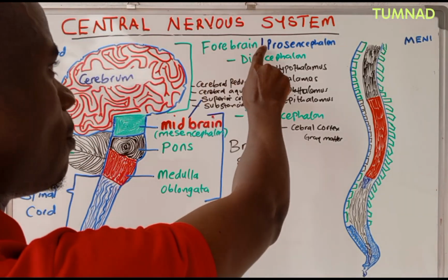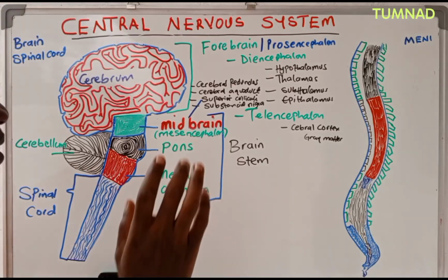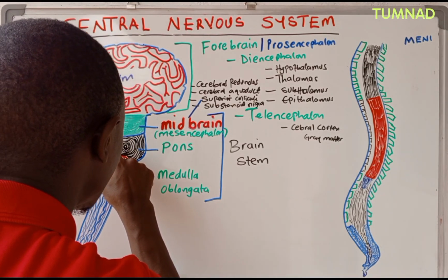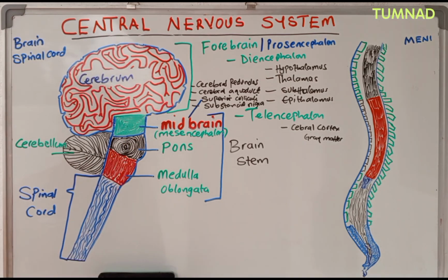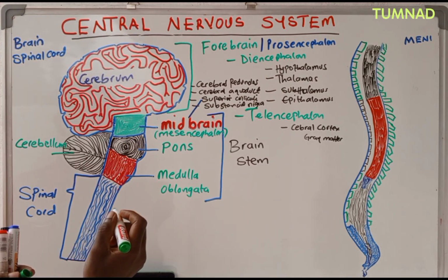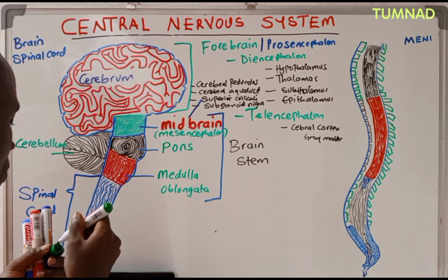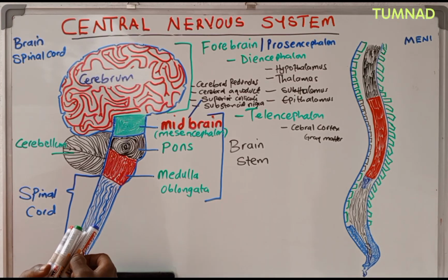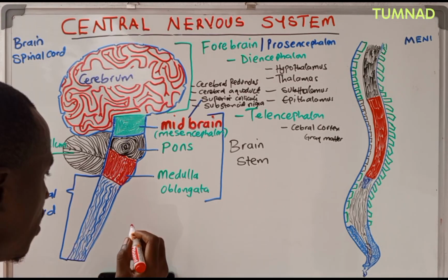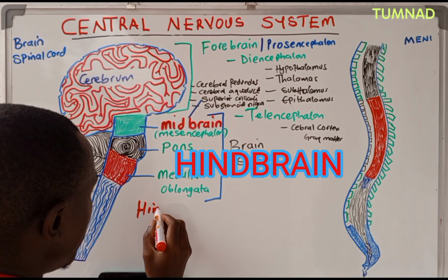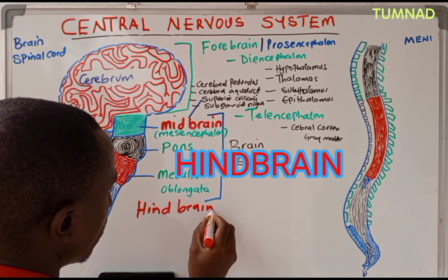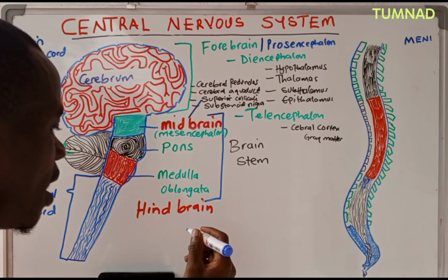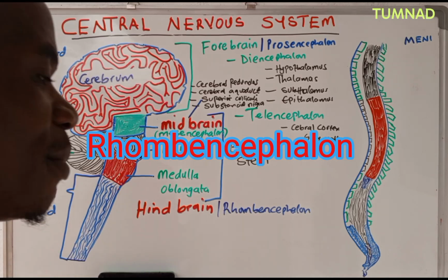So the first one we said is the forebrain, and the second one is the midbrain. And then the last one is the whole of these structures located from the starting of the pons going downwards up to the medulla oblongata. How do we call that area? That part is what we call the hind brain. Again, the hind brain, you can also call it the rhombencephalon.